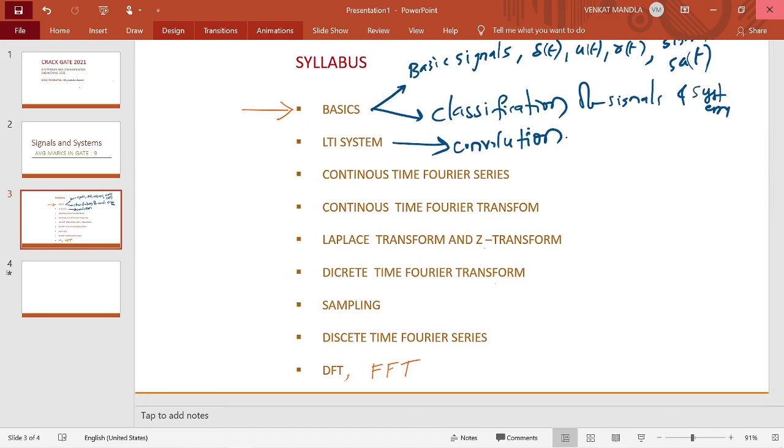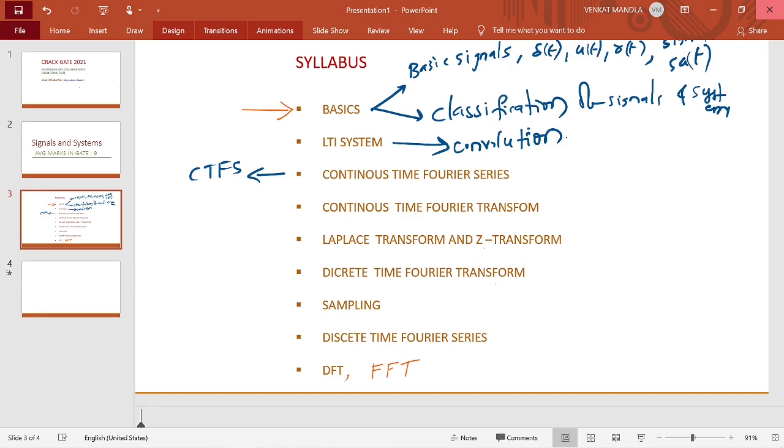Next is the continuous time Fourier series, CTFS in short, which is the first Fourier representation, I can say. I will explore this in great detail so that you will get some insights. If you don't understand the continuous time Fourier series, then you will not get anything in continuous time Fourier transform, discrete time, or all the other Fourier transforms, because CTFS is the fundamental Fourier representation. The frequency representation starts from the continuous time Fourier series.